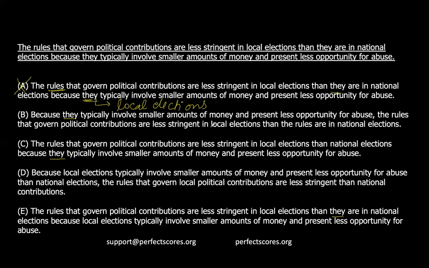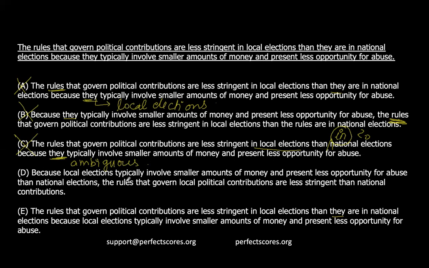Because they typically involve smaller amounts of money and present less opportunity. The rules. Again, they is being used for the rules. So B is gone. C: the rules that govern political contributions are less stringent in local elections than in national elections. So the they is missing here because they involve. Now they you are really not clear, so it's more of an ambiguous pronoun here. So C is gone. Okay, D versus E.